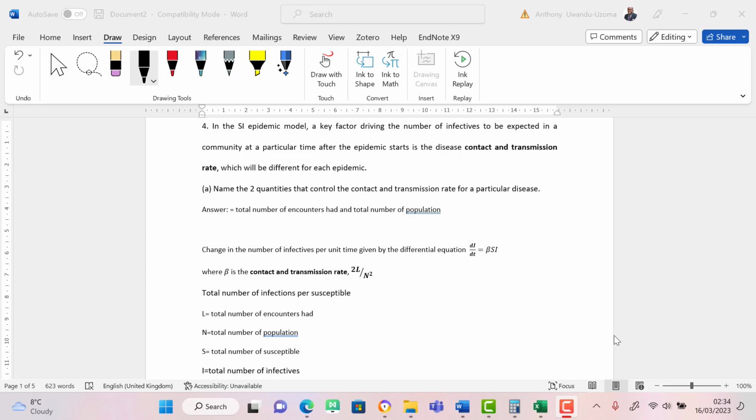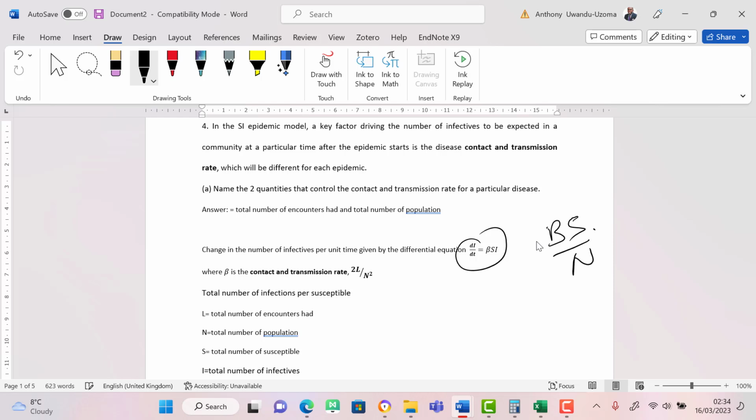All right, the first question says, in the SAR epidemic model, the key factor driving the number of cases is the contact and transmission rate. Name the two quantities that control the contact and transmission rate. The answer is in this formula here, the rate of change. There are two ways you can write this formula. If you want to write it using the differential, you remove the N. So this formula is the same as BS over N dot I, if you don't want to use the differential.